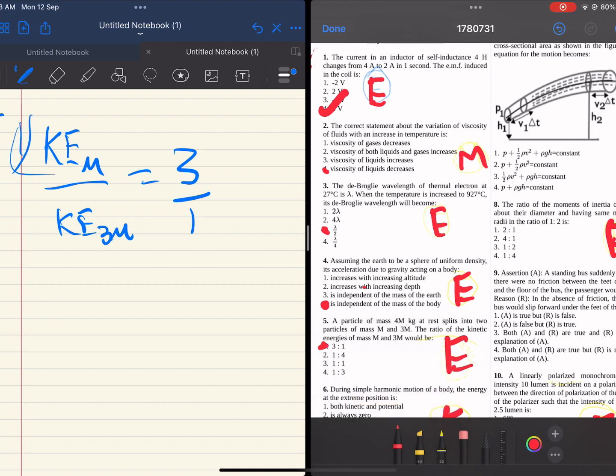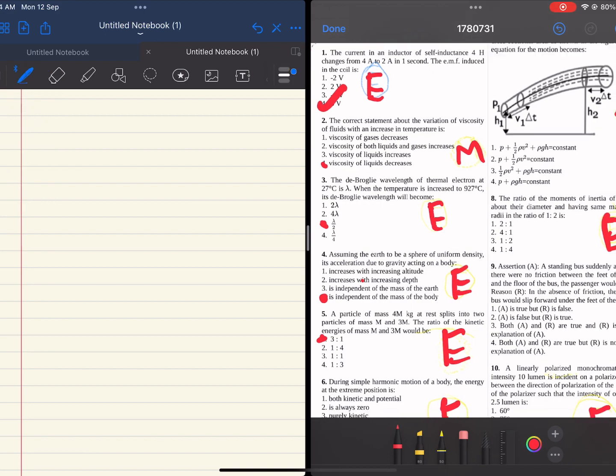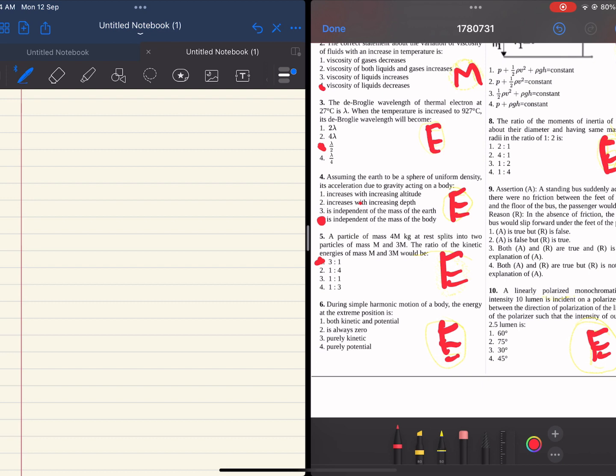Now if you go to the sixth question: during simple harmonic motion of a body, the energy at the extreme position is always either purely kinetic or purely potential. We know at the mean position we could have some potential energy because we have not defined the zero level for the potential energy, but the potential energy there should be minimum. Whereas in the extreme position, kinetic energy is always zero and the potential energy is maximum. So the energy at the extreme position is always purely potential. So sixth one is option number 4.